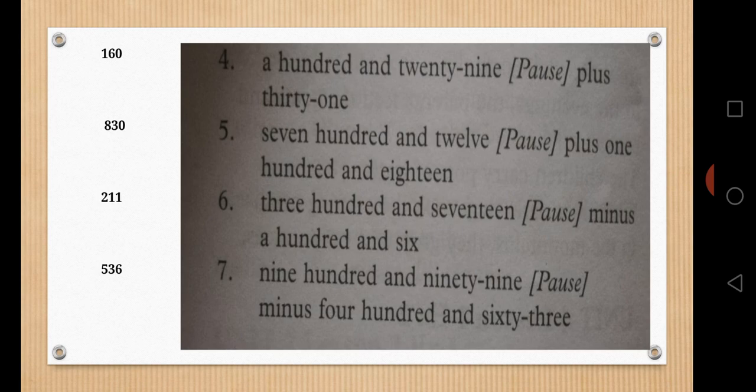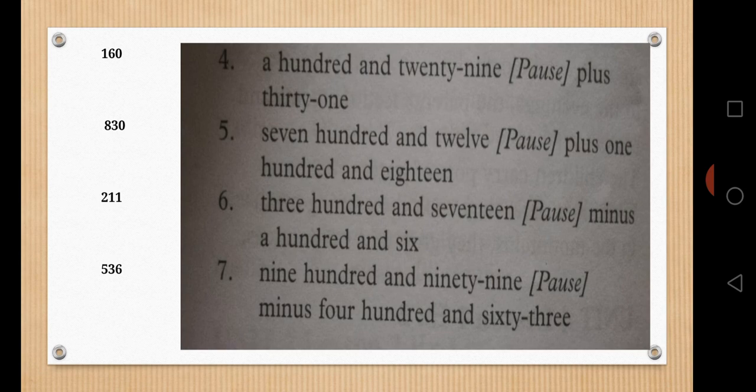Students, open at page number 112. What you have to do is write the sums which are available at page number 112. Then do the sums and say the answer aloud. As the first one, 129 plus 31. Calculate it. Hurry up. 129 plus 31. So it would be 160.